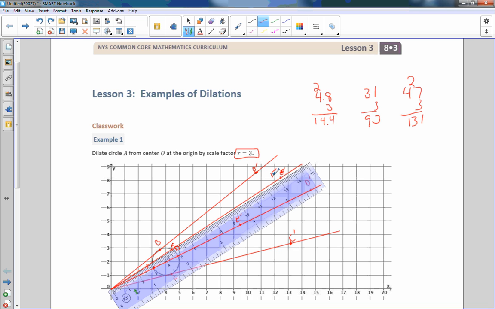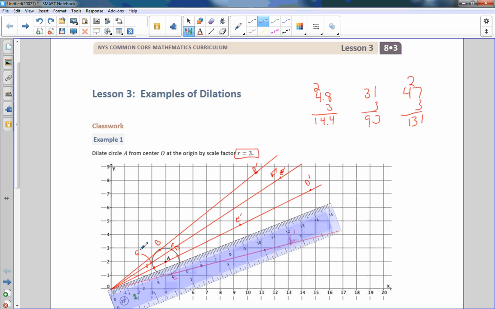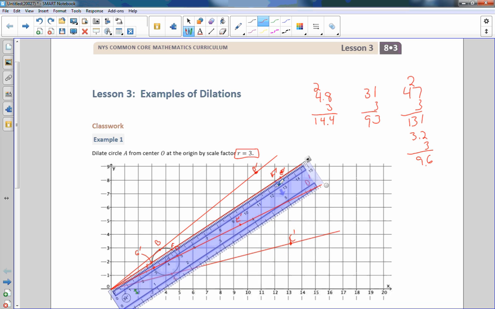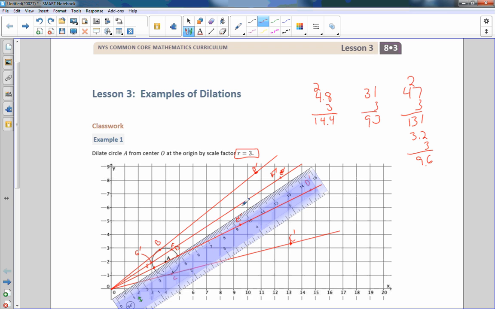This is F prime. All right, so then I'm going to put a point here, and that is at the point 3.2, and that's going to be G prime. That's 3.2, which is times 3, 9.6, or 96 millimeters. So I put my ruler back here, 9.6 is right here. And I'm going to call that G prime.